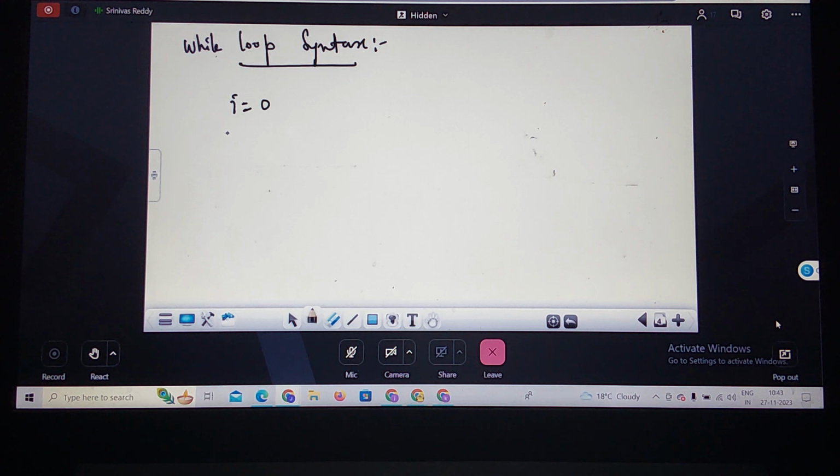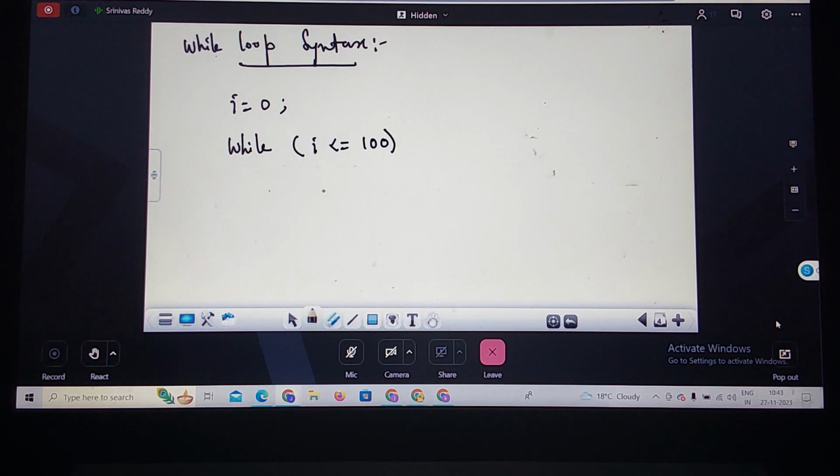Let us take one example: I want to print the numbers 0 to 100. First I take a variable, i, and initialize it to 0. Now we write the while loop, using the keyword while, which is a keyword in Verilog. Then I need to write the condition: while i is less than or equal to 100.